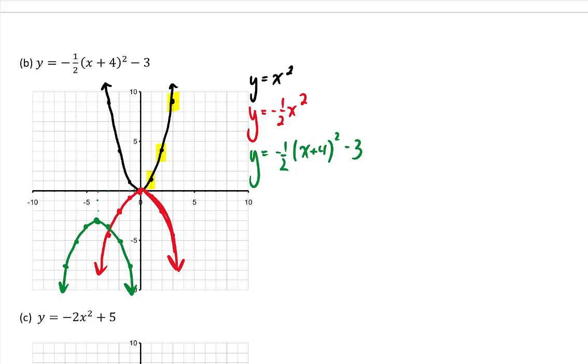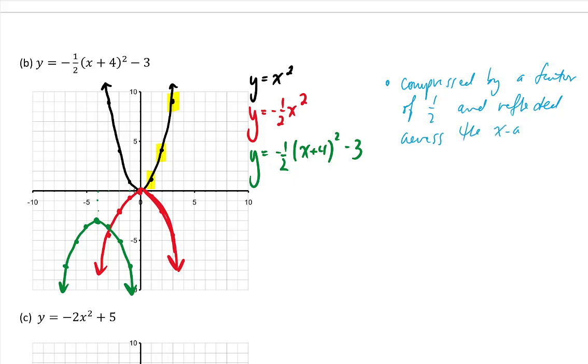So let's write that out in words. So compared to y equals x squared, this graph is compressed by a factor of 1/2 and reflected across the x-axis. That's the first thing that happened. That's how we got the red graph. And then secondly, it is translated 4 units left and 3 units down. And there is the description of what we've done.